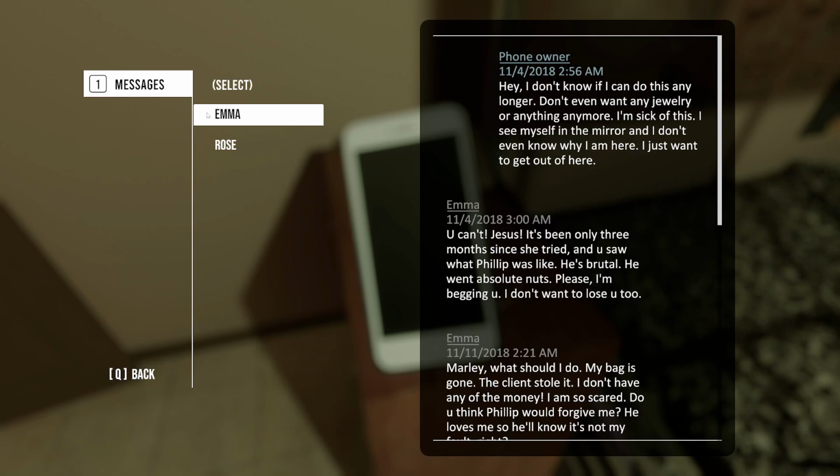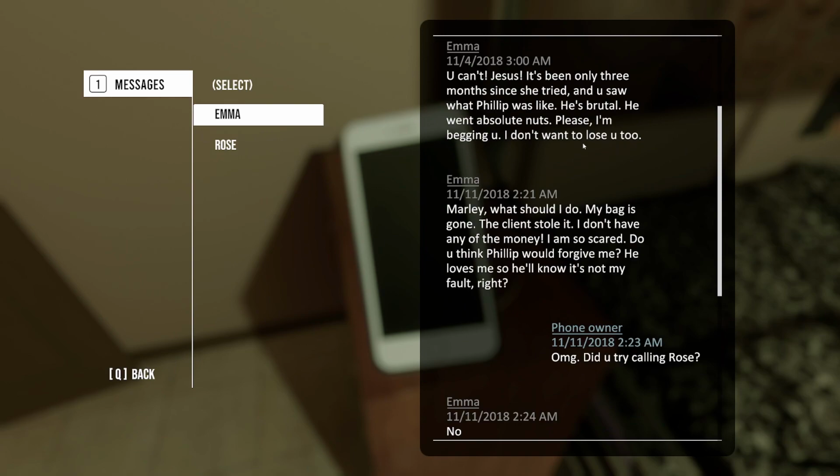Messages. Emma. Hey, I don't know if I can do this any longer. Don't even want any jewelry or anything anymore. I'm sick of this. I see myself in the mirror and I don't even know why I'm here. Just want to get out of here. You can't. Jesus, it's been only 3 months since you tried and you saw what Philip was like. He's brutal. He went absolute nuts. Please, I'm begging you. I don't want to lose you too.